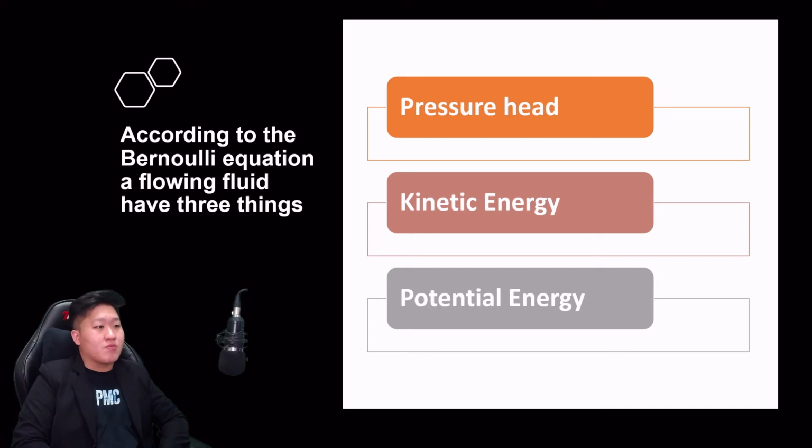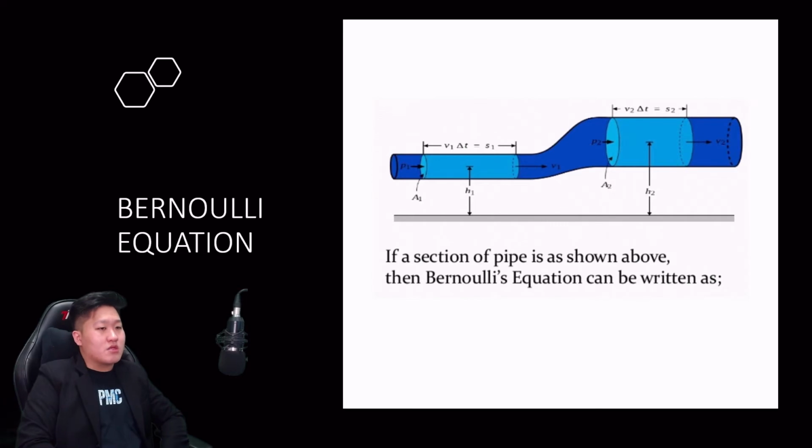Let's proceed to the next one. According to the Bernoulli equation, a flowing fluid might have three things. The first is the pressure head, the second is the kinetic energy, and the last is the potential energy. The next one is to discuss the Bernoulli equation.